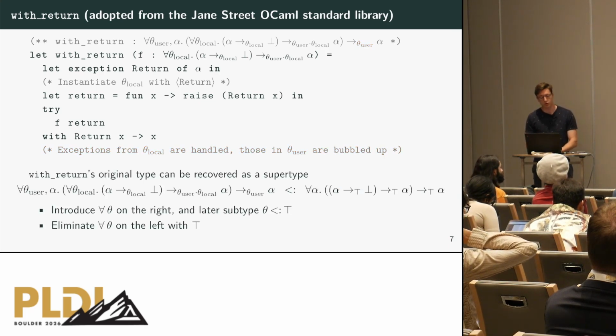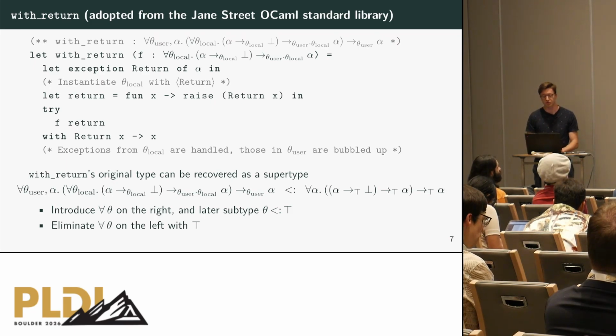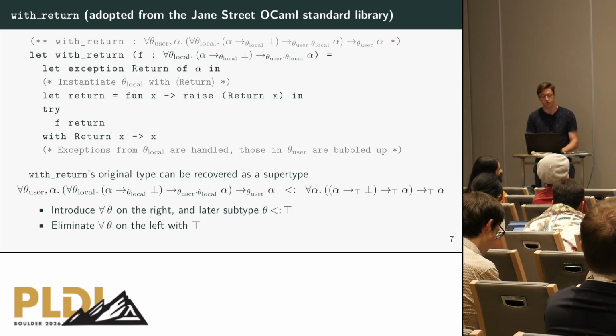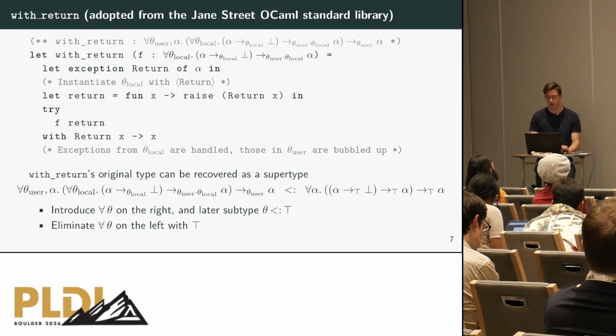And more importantly, what we can do is we can recover its original type, which did not have the precise exception tracking, as a supertype of this more generalized type. Every time we see a quantifier on the right, we introduce it and then later subtype it to the top type. And every time we see a quantifier on the left, we eliminate it by instantiating it with the top row.